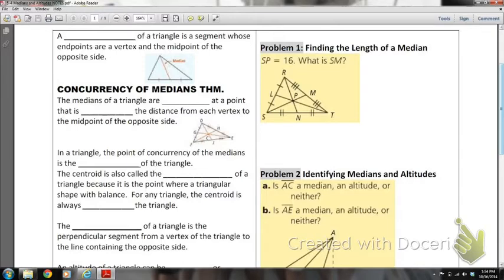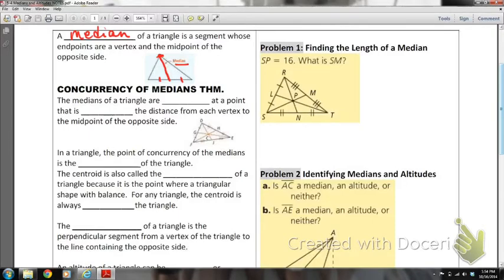So the first definition we have is for a median. A median of a triangle is a segment whose endpoints are a vertex and the midpoint of the opposite side. So in this particular one, we have a vertex and a midpoint of the opposite side. You can tell from the congruence markings. So this segment that connects the vertex and the midpoint of its opposite side is called a median.